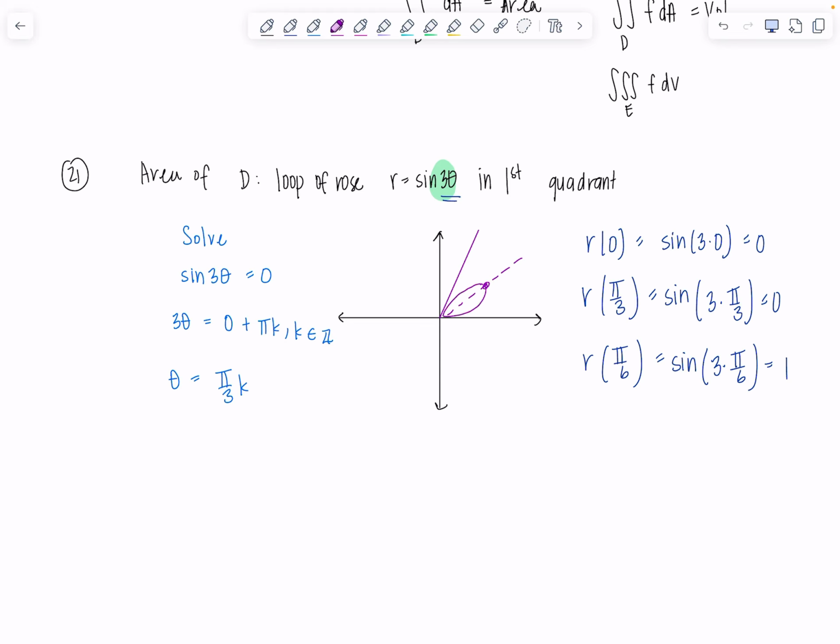Okay, good? And that's all we need. You don't need the full rows because they only wanted one loop anyways. So let's set it up. Area. Theta's going to go from? 0 to pi. Good. What about r? 0 to the front. Yeah, 0 to sine 3 theta.